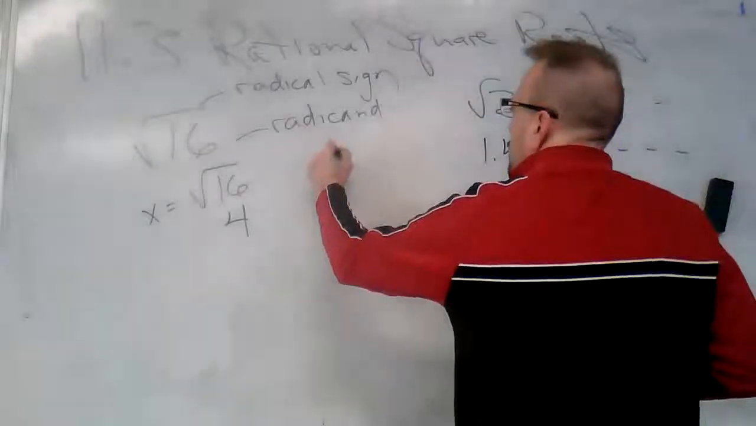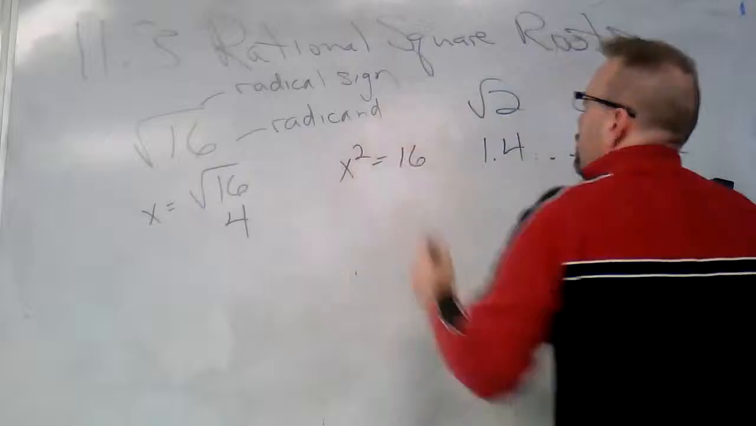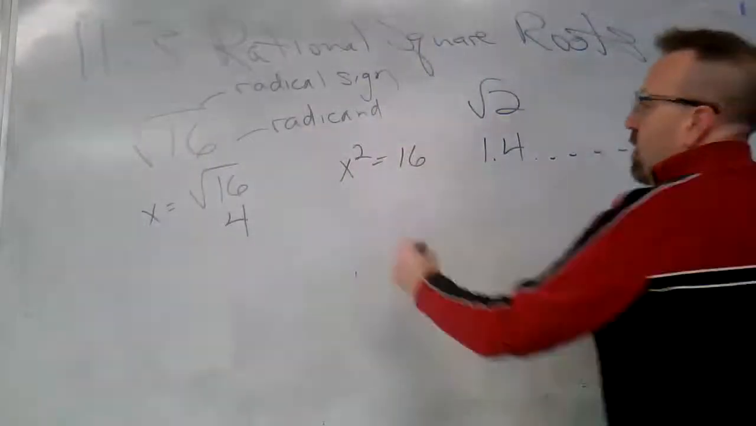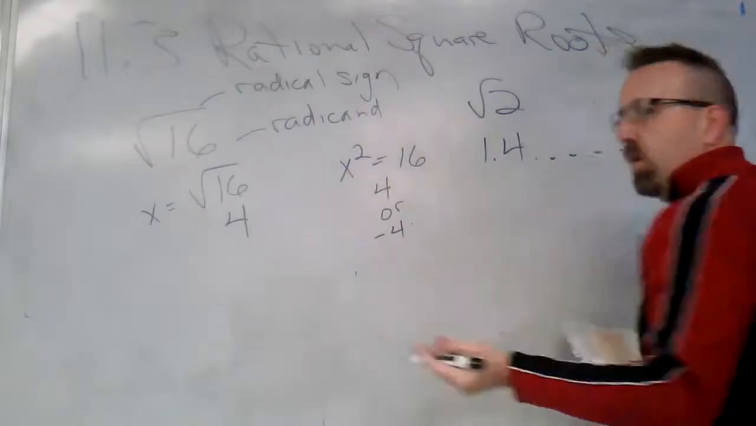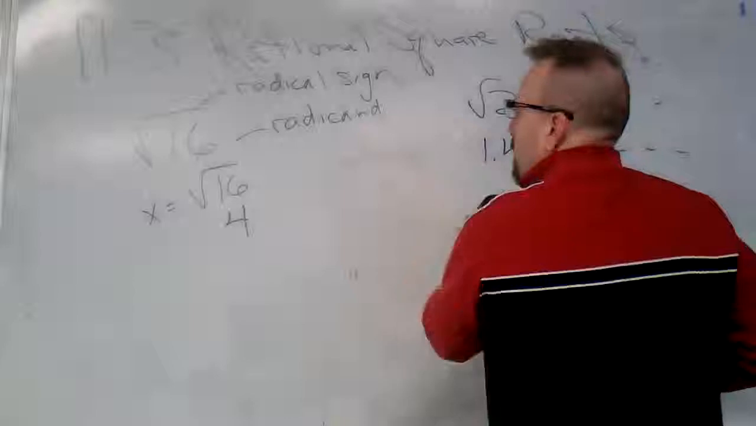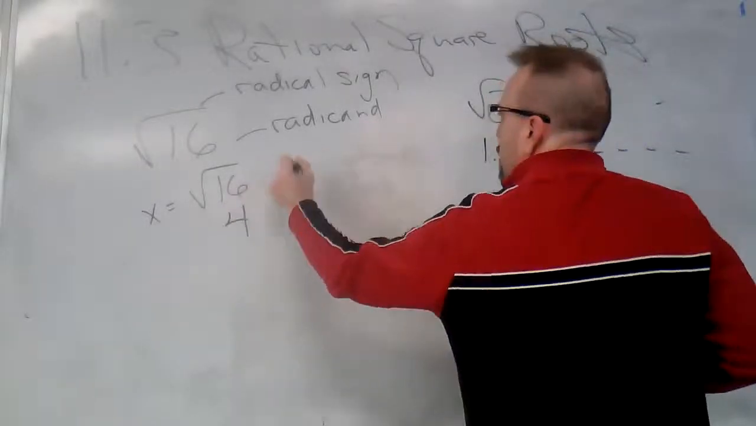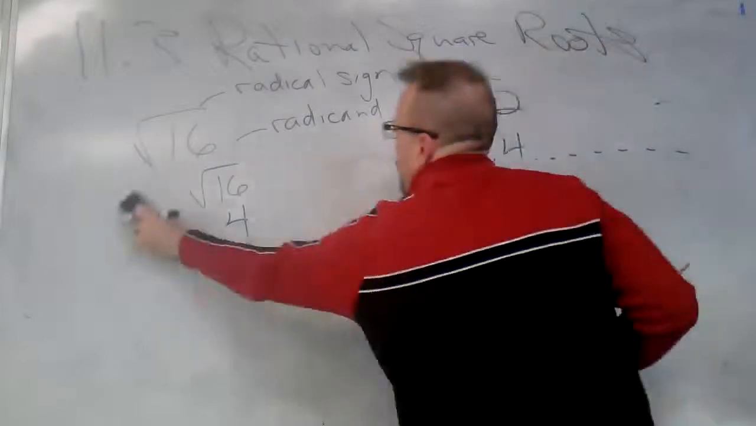Later, and this is more of a later thing, if it's like this, x squared is 16, we could get 4, or we could also get -4, because -4 squared is 16. But for today, if it just has the square root, then it's just going to be the positive.